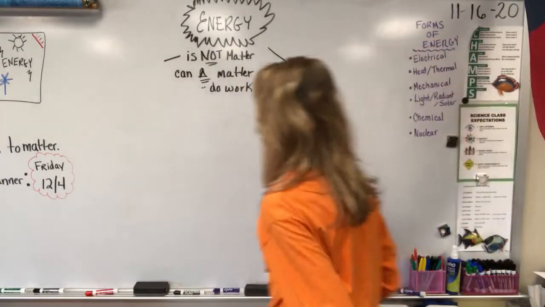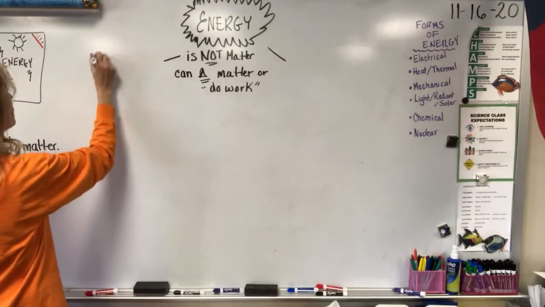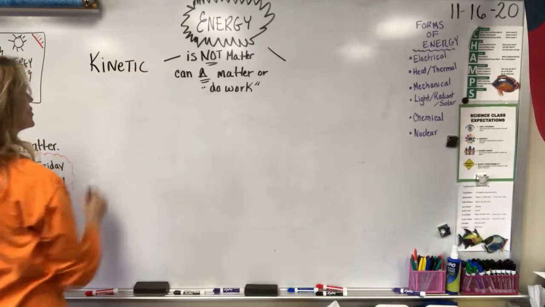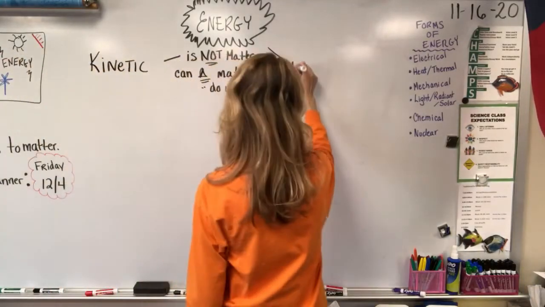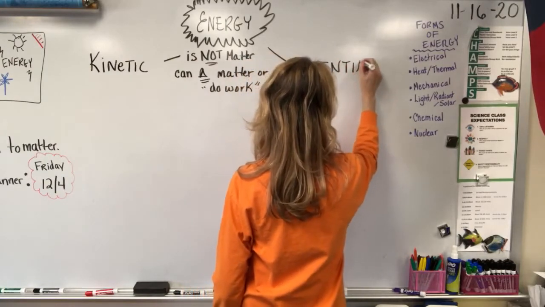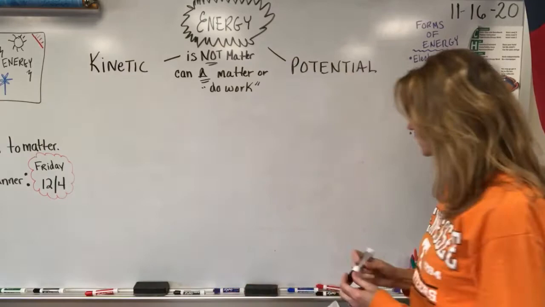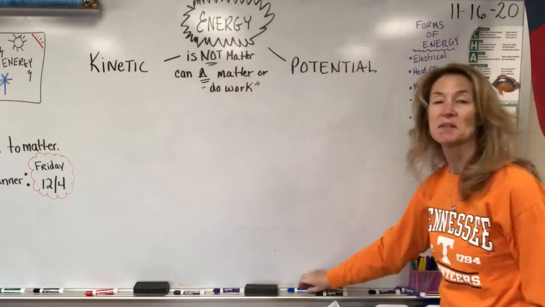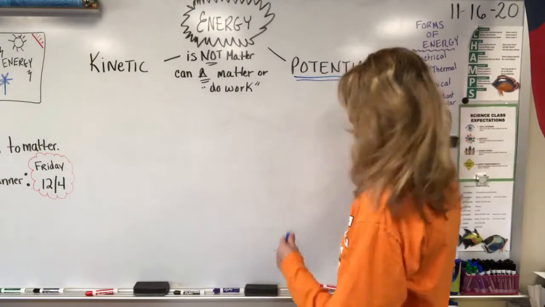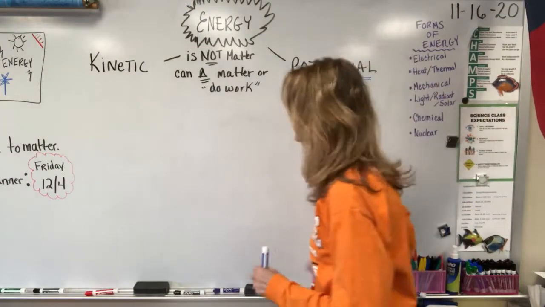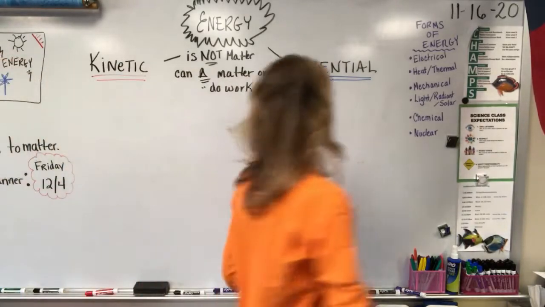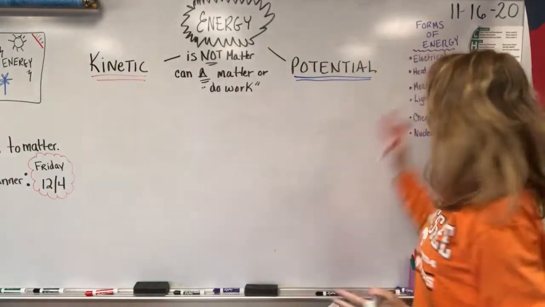2 big categories of energy. We have kinetic energy, and we have potential energy. So those are the 2 big types. I'm going to just add a little color because, you know, it's fun. So hopefully you've got some colors when you take notes at home. Kinetic and potential.